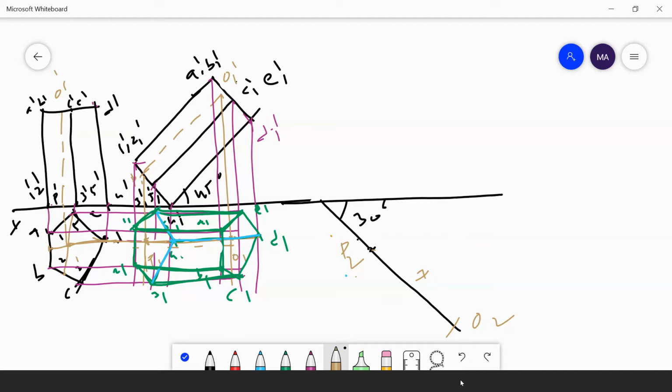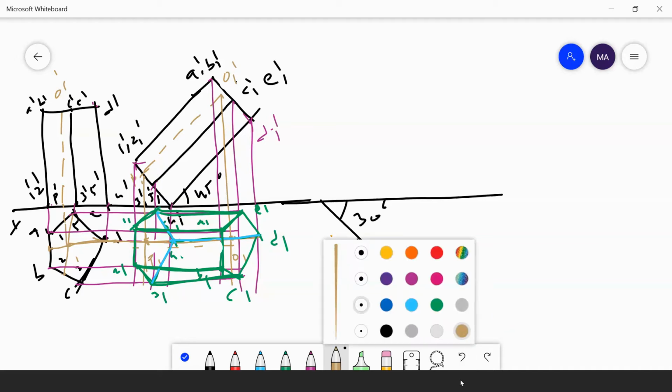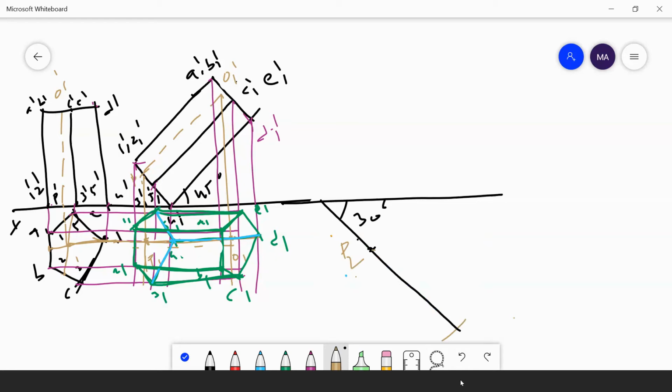Do one thing. Extend it more. From P2 I am cutting here directly. I will get O2. From O2 I am drawing one locus. This one is P2, O2 is the true length, that is 70 mm. I am drawing one locus line here.